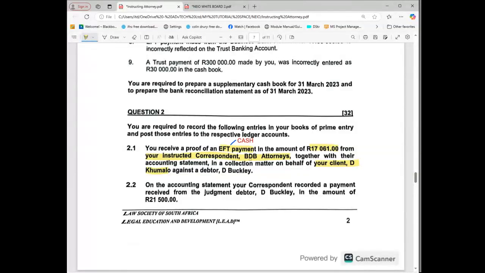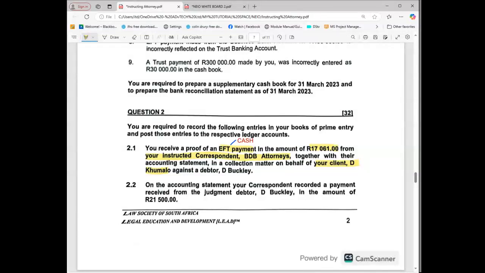So you are seeing these. In other words, you have been given a statement and you see an EFT of 17,061 because you were there collecting money on behalf of that client. So this satisfies our first step. This is the money actually received, which is 17,061. Are you with me? Yes, I'm with you. So it means now you apply the rules of client's money. This is client's money.